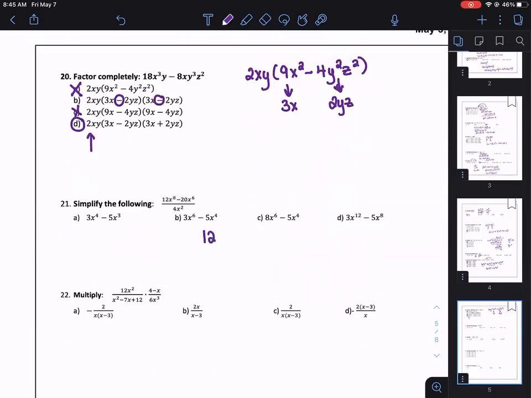This one, we will separate each term since we are dividing by a monomial, and then we will reduce. We will end up with 3x to the 6th minus 5x to the 4th. And we cannot reduce or simplify any further, so choice B.